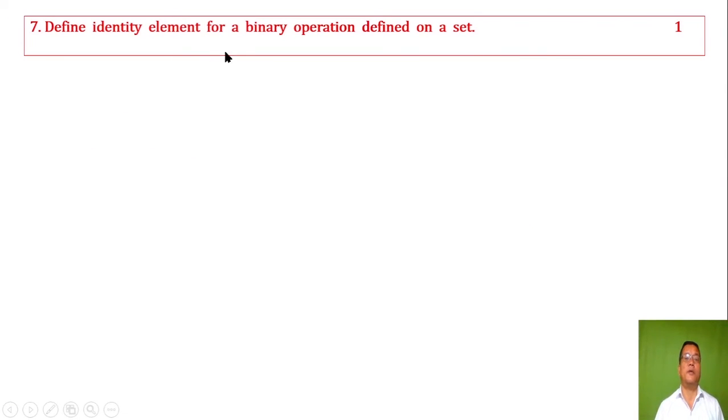Define identity element for a binary operation defined on a set. One mark.